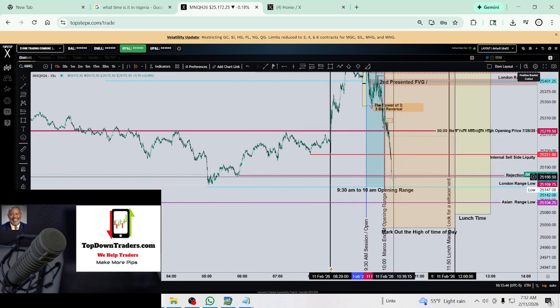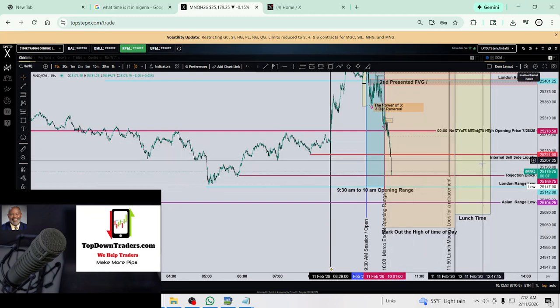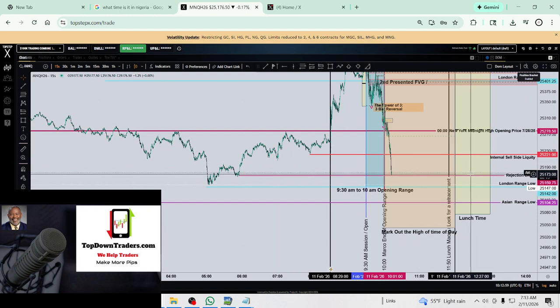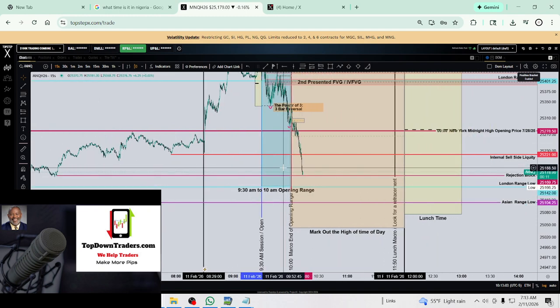Oh, we went all the way down to the rejection block. My original strategy, remember that before I took it out, would have been to take some trades off and let one run. I changed my mind mid trade, but that strategy would have worked in this case.